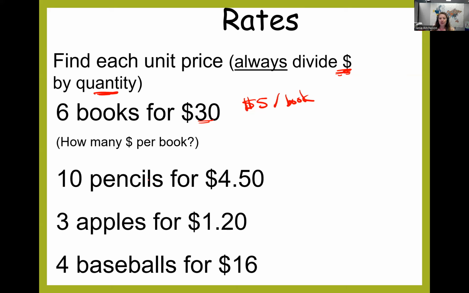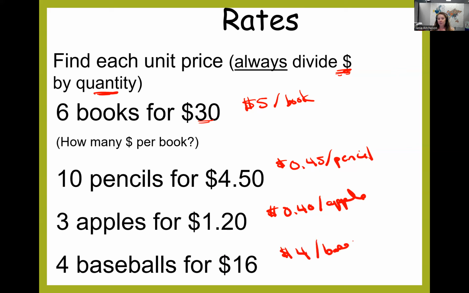If I bought 10 pencils for $4.50, how much per pencil? I'm going to divide 4.5 by 10, and I know that I pay 45 cents per pencil. 3 apples for $1.20. How much is 1 apple? I divide the price by the quantity, and I'm going to pay 40 cents per apple. And then if I bought 4 baseballs for $16, that means I'm going to pay $4 per baseball.